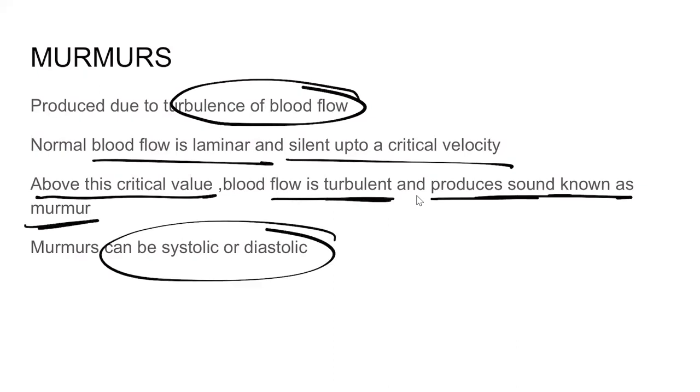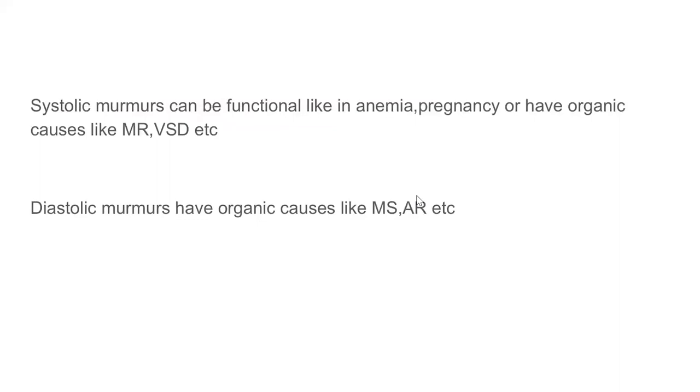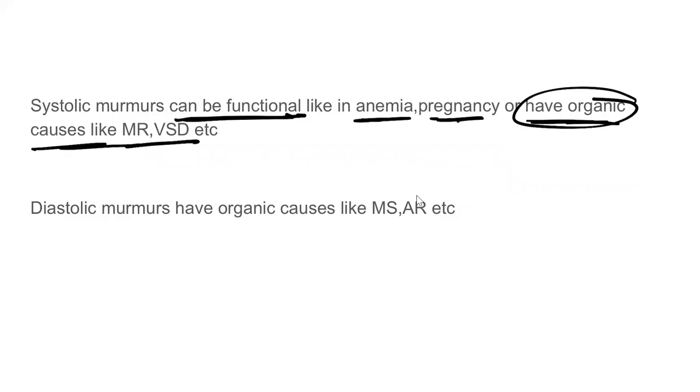Now, a murmur can be in the systolic phase or diastolic phase. We have already discussed that systolic murmurs can be mid-systolic, late systolic, pan-systolic, and diastolic murmurs can be mid-diastolic, early diastolic. Systolic murmurs can be functional, like in anemia or pregnancy, or can have organic causes like MR, VSD, while diastolic murmurs are almost always organic, like in mitral stenosis and aortic regurgitation.